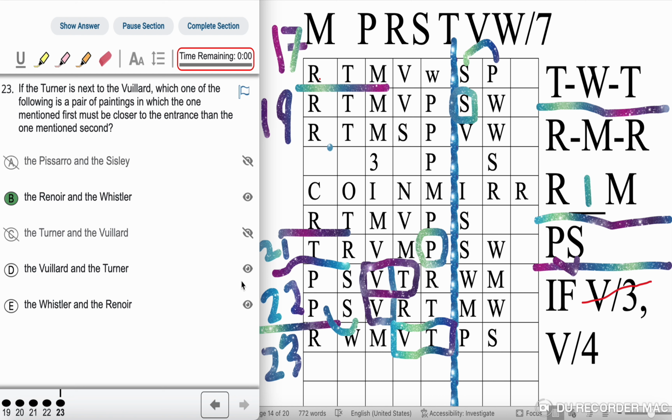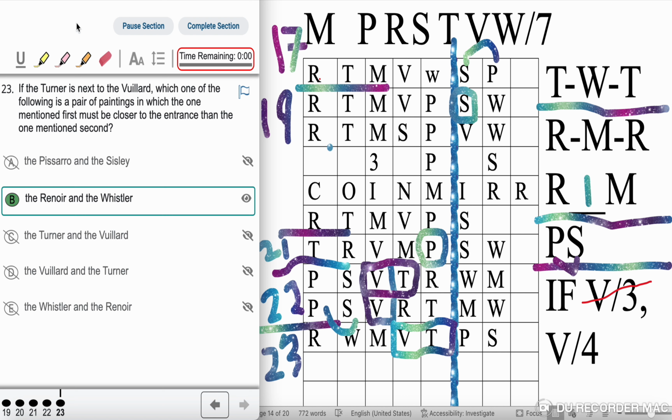V and T. V and T, no. We see the R and W are actually closer. W, R. We don't see W first. We see R, W. That's more specific. R, W. So let's go and choose R, W. And let's do a process of elimination to make sure we get it correct. And answer B, the R and W.